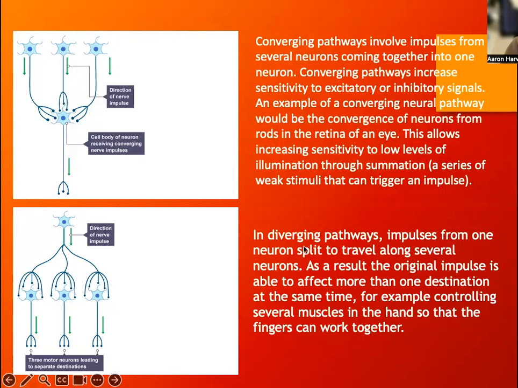Within diverging pathways, impulses from one neuron split to travel into several neurons. As a result, the original impulse is able to affect more than one destination at the same time. An example of this is controlling several muscles in the hand so that the fingers can work together at once.